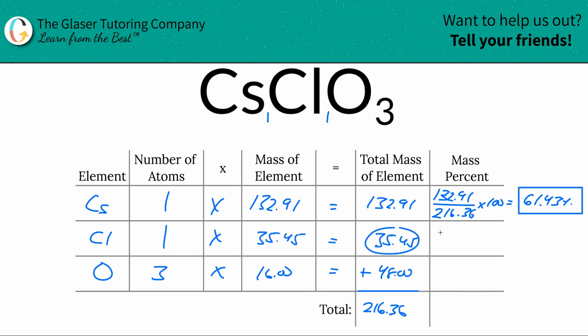Then we take the total mass of the chlorine. Not the molar mass or the molecular mass, the total mass. 35.45, and then divide that by 216.36. Multiply that by 100, and you get a percentage.